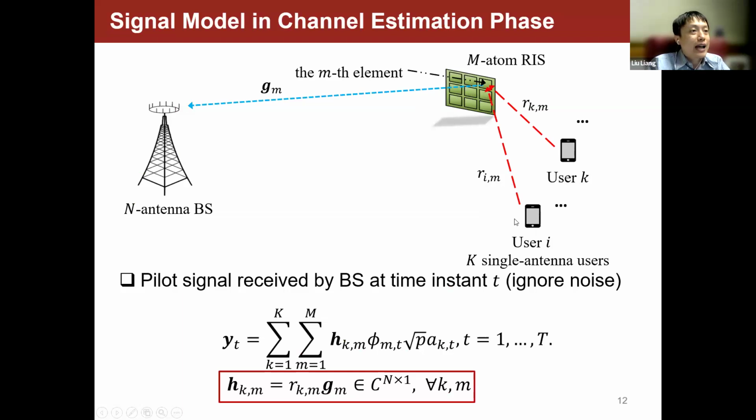And so we just need to estimate the cascaded channel H_km, which is R_km times G_m. We just estimate these cascaded channels in diagonal RIS-aided communication. And this is the received signal. We need to estimate H_km. k ranges from 1 to capital K, where K is the number of users, and m ranges from 1 to capital M, where M is the number of RIS elements.